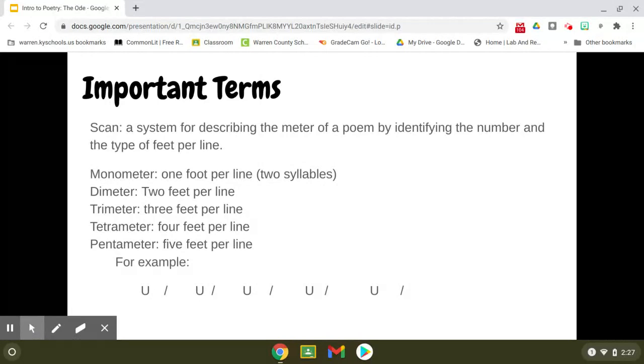So pentameter has 5 poetic feet in each line. So 5 patterns of syllables here. I am, a pie, writ with, a wooden leg. This is called iambic pentameter because we have 5 units, 5 feet, and each of those feet are iambs. Just to remind you from the previous slide, an iamb is an unstressed and then a stressed syllable.